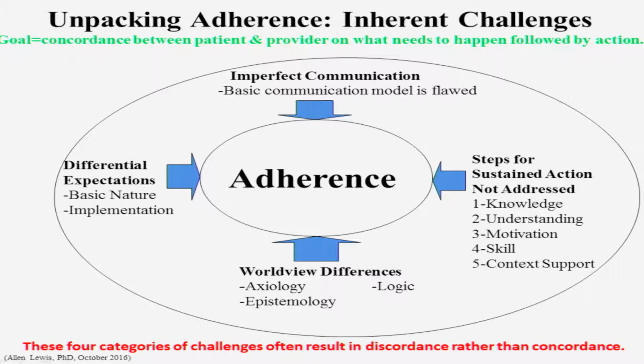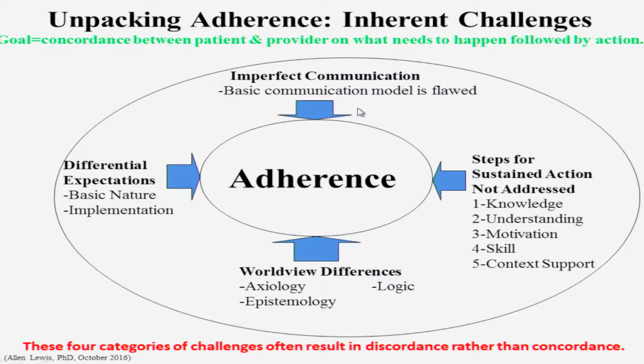So the goal, obviously, is concordance between the patient and provider on what needs to happen. So there's agreement. There should be agreement between the patient and provider on what needs to happen. And then the big piece is that the patient needs to follow up on that agreement by demonstrating some action. And we know that sounds good. It doesn't always happen, and these are some of the reasons why. So look at the very top of the diagram, imperfect communication. I'm going to start there.